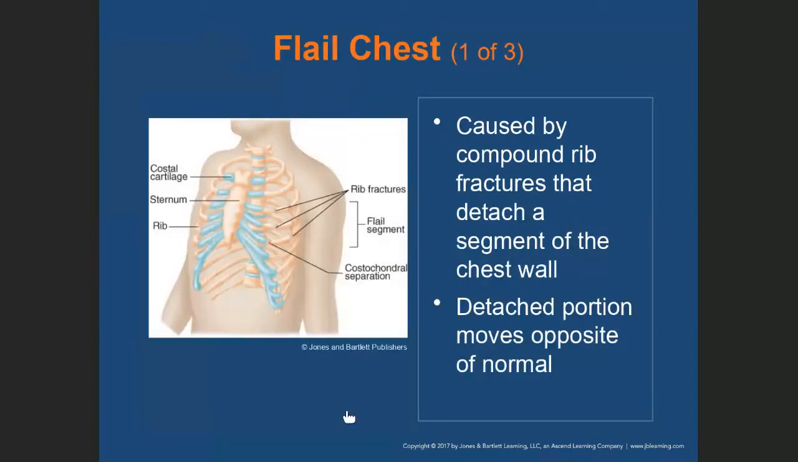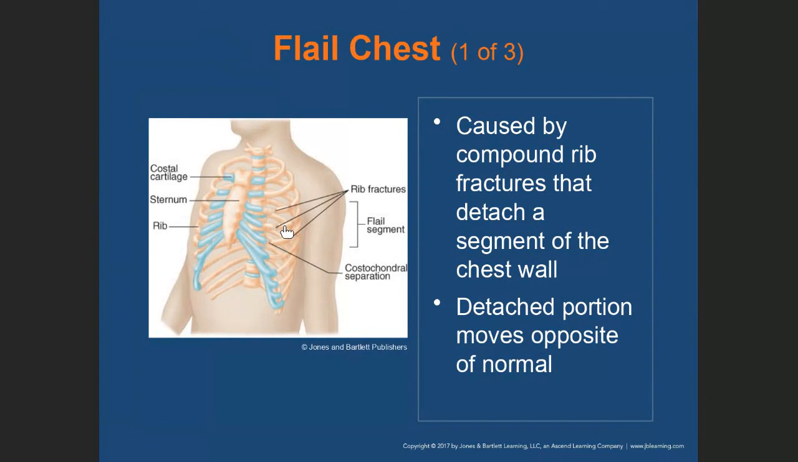Now, a flail segment, which is depicted on this diagram. A flail segment is when more than one rib is fractured in more than one place, and where the fractures are, that segment is completely detached from the rib cage. So it's no longer attached to the rib cage.